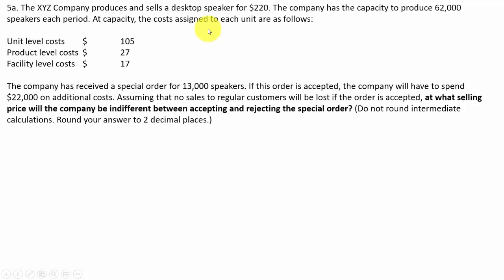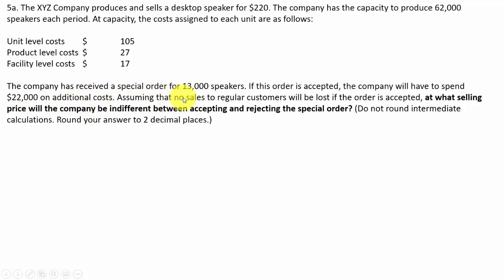You're going to look in your textbook to see the definitions of these things. We're looking at a unit level cost of 105, product level cost of 27, and facility level cost of 17. We'll talk about these more in just a second. The company has received a special order for 13,000 speakers. If this order is accepted, the company will have to spend an additional $22,000 on added costs.